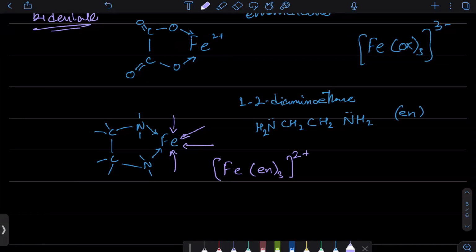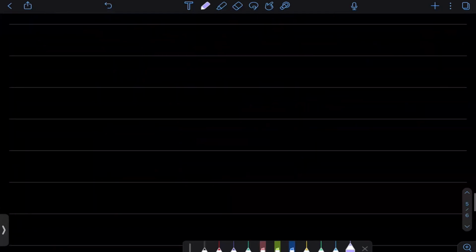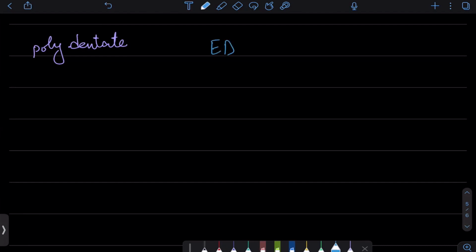Okay. So en and ox. These are two bidentate ligands in our syllabus. There's one more case, which we call a polydentate ligand. A polydentate ligand would be one which makes many different dative bonds. One of those is EDTA. EDTA is a huge molecule.